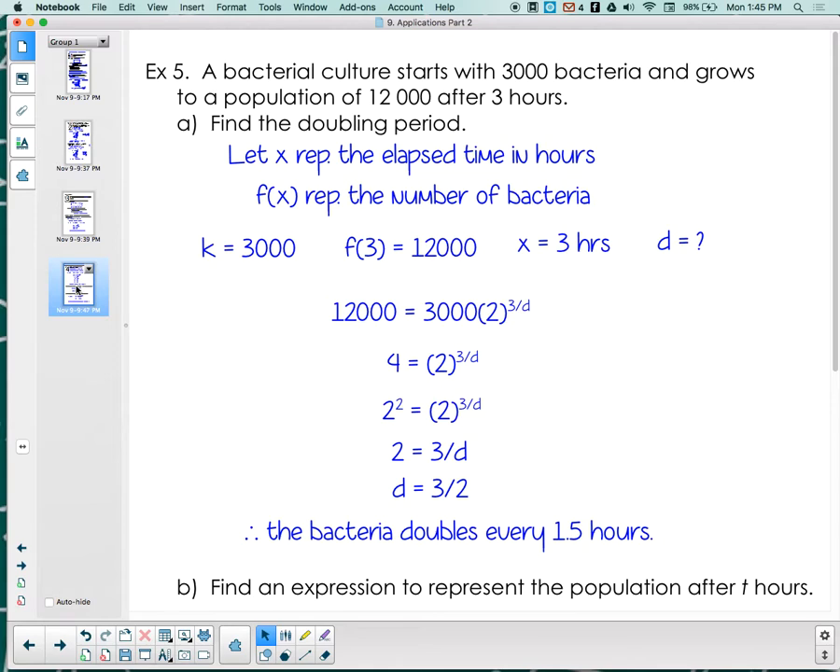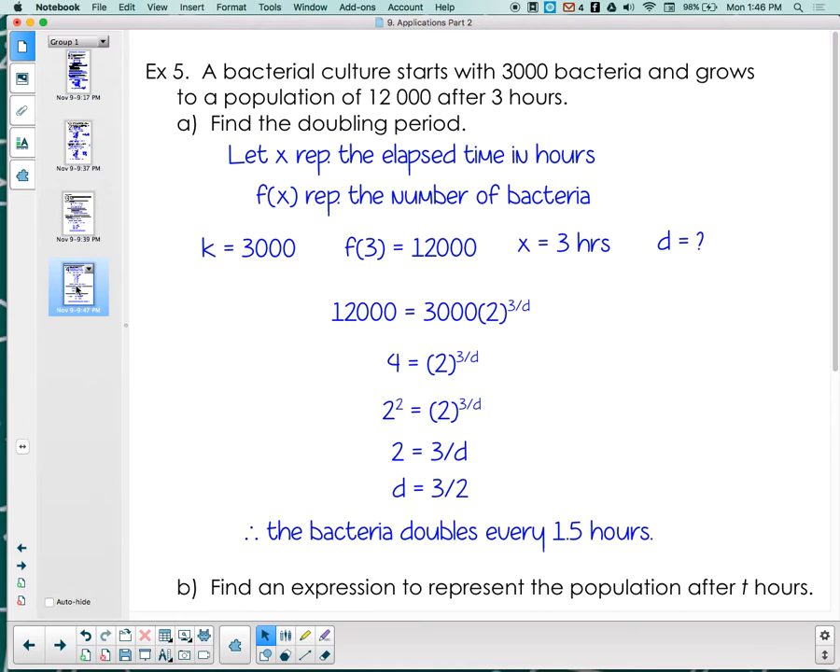Let's look at 5. So we have a culture of bacteria, starts at 3,000 bacteria and grows to a population of 12,000 bacteria after 3 hours. We want to find the doubling period. x represents the elapsed time. F of x is going to represent the number of bacteria present. We started with 3,000, so that's k. We ended with 12,000 after 3 hours, so f at 3 is equal to 12,000. x was 3 hours. What we're looking for is the d. We're looking for the doubling period.